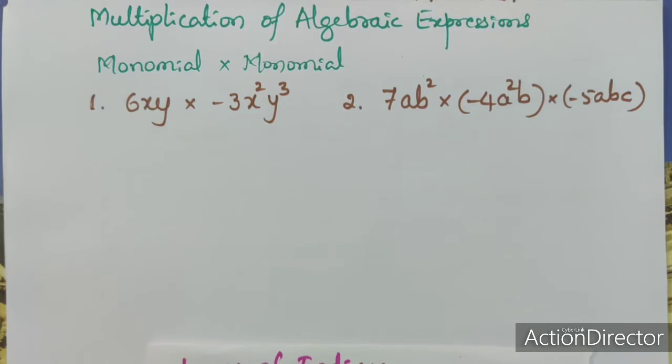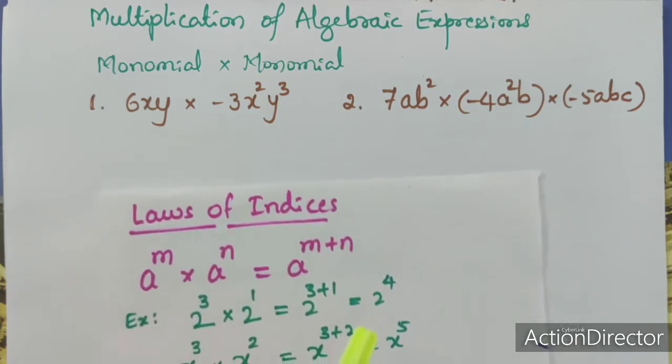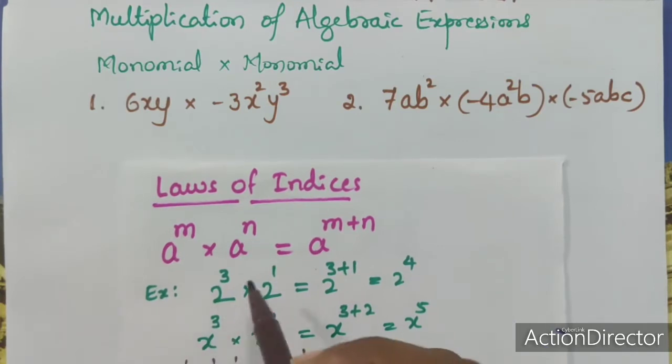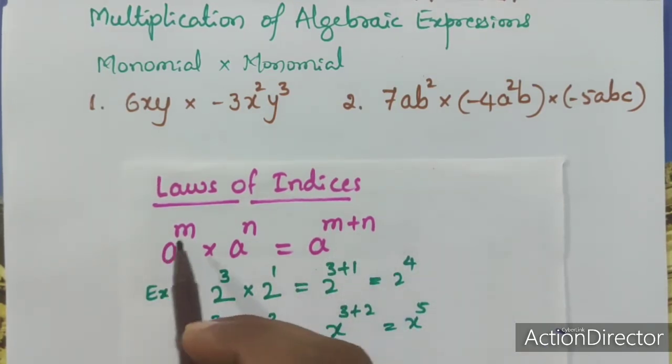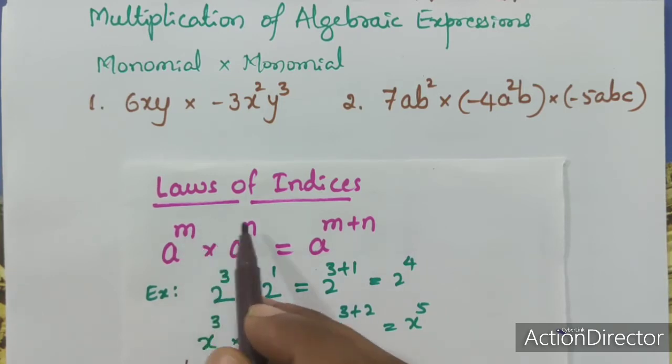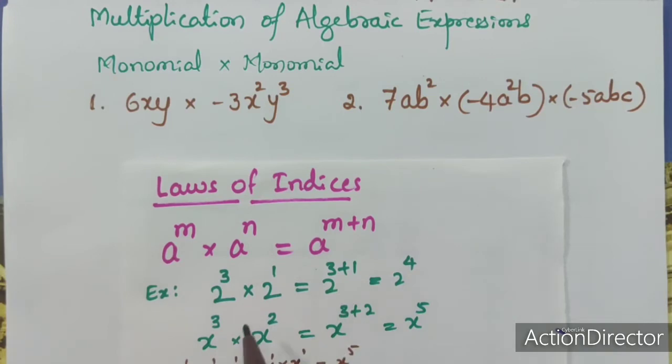To do the multiplication of monomials, we will have to understand the laws of indices. The first one is a raised to m into a raised to n equals a raised to m plus n, which means the number in the index form, base and power. Whenever you have two numbers in the index form having the same base, and you are multiplying, you just have to add the powers. For example, if you have 2 raised to 3 into 2 raised to 1, during the multiplication you keep the base the same and the powers should be added. You will get 2 raised to 4.